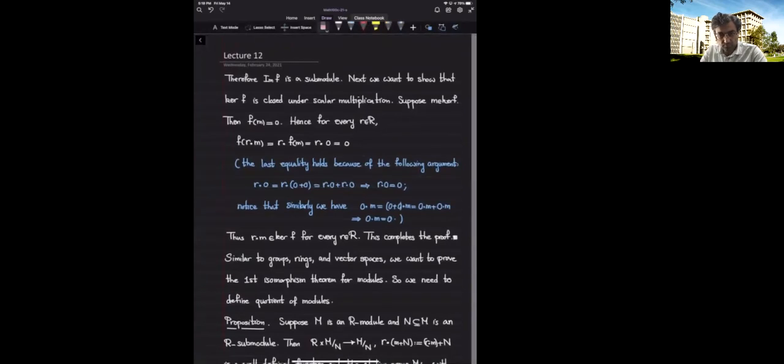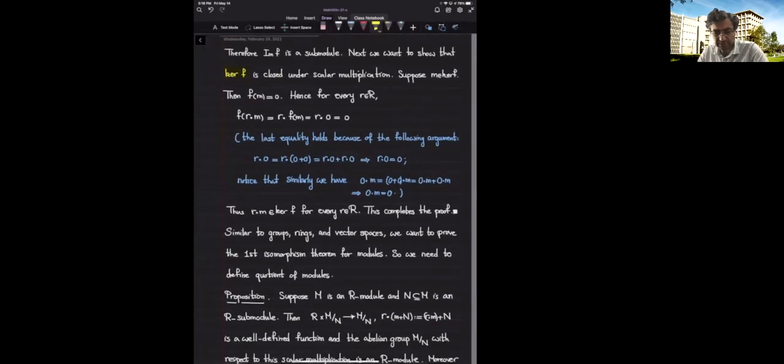Now, we want to show that kernel of f is also closed under scalar multiplication. We have already proved the image. Let's see why kernel is closed under scalar multiplication, and therefore it's a submodule. We have already discussed that this is an abelian group, so it's enough to show that kernel of f is also closed under scalar multiplication, from which we can deduce kernel of f is a submodule. So again, we are going to pick some element m inside the kernel and some scalar r, and we want to show that r times m is still inside the kernel, which means I need to show that f of r times m is still 0.